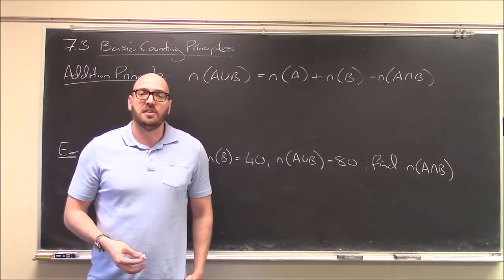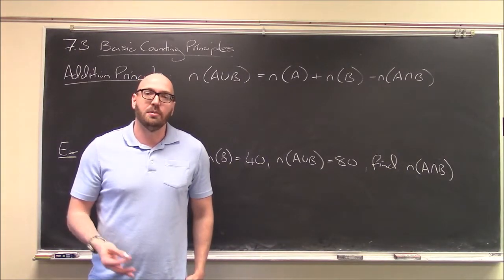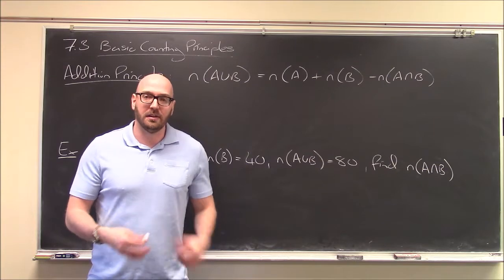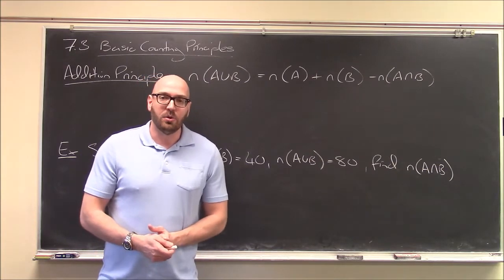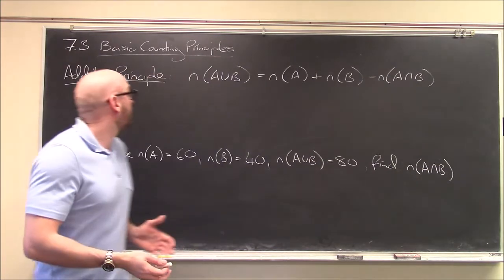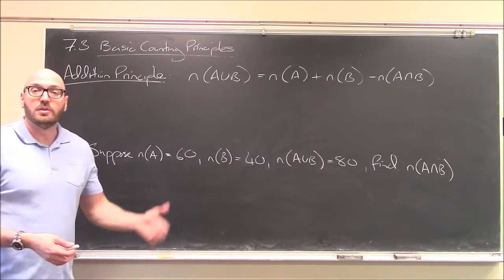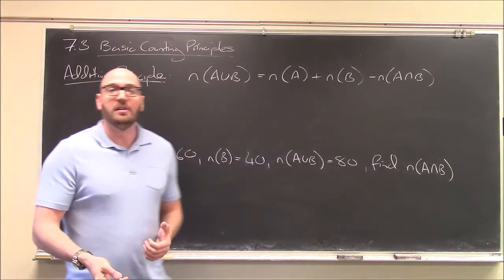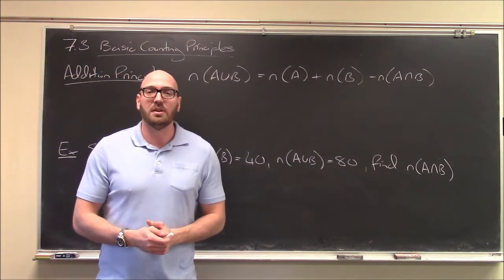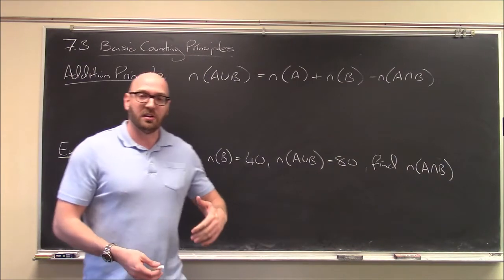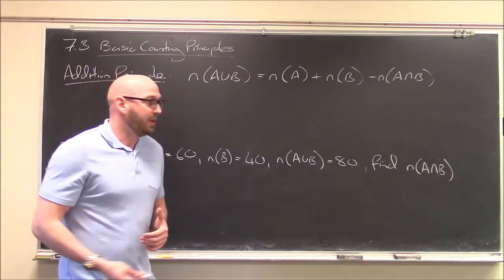We ended the last section, 7.2, on sets. We were talking about the number of elements in a set and counting numbers of elements. So we'll continue on with that theme here with 7.3, basic counting principles, and we'll keep counting things and establishing basic counting principles that we'll need when we start really delving into probability.